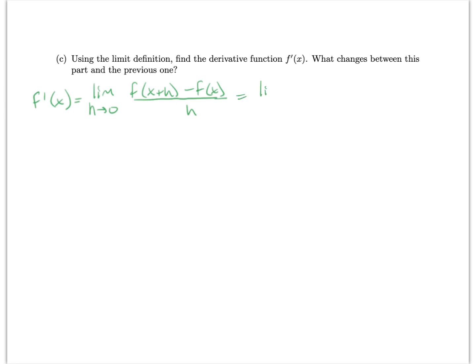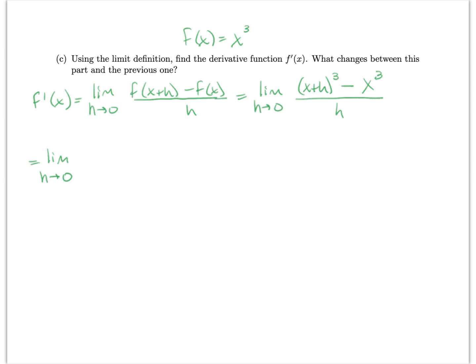So this is going to be the limit as h goes to 0 of f of x plus h. Remember, f of x is x cubed. We're still working on that same function. So f of x plus h is going to be x plus h cubed minus f of x, which is x cubed, all over h. So again, I'm writing my limit at every step.